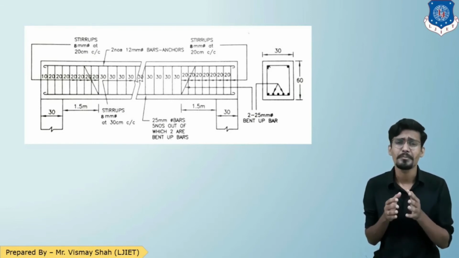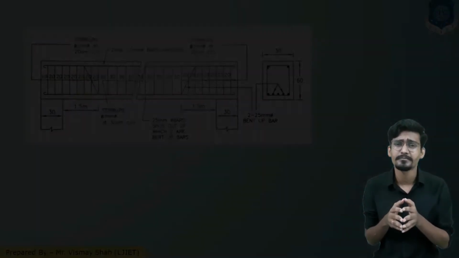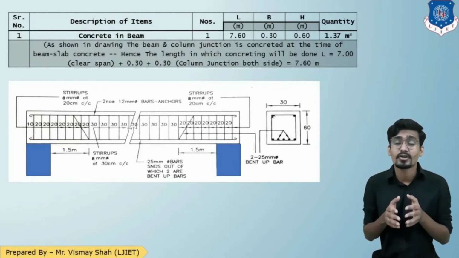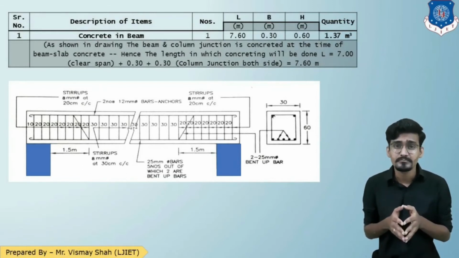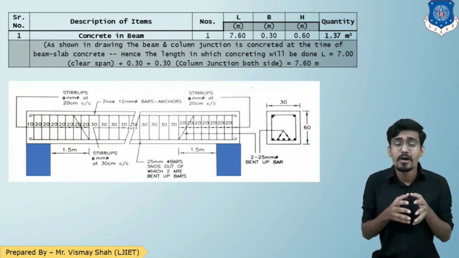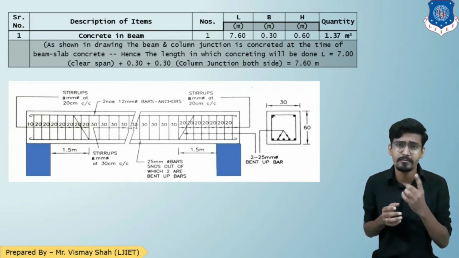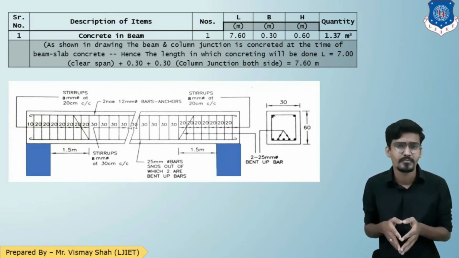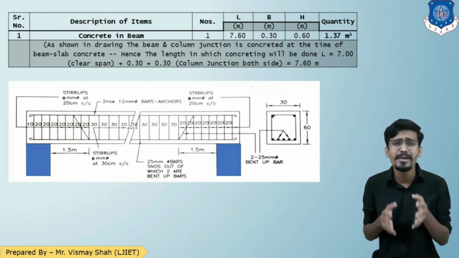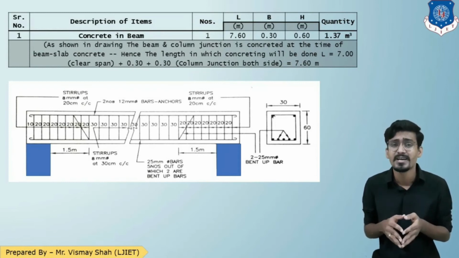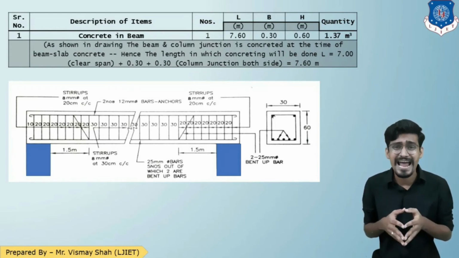So starting with our first quantity. So the first quantity is concreting or the concrete work in the beam. Now to find out the concrete, all we need to do is we need to multiply numbers, L, B and H. Here the beam is one beam, so numbers will be 1. Now B and H, we also know that B and H are the section 30 by 60, so 0.3 cross 0.6. Now we are talking about the length.